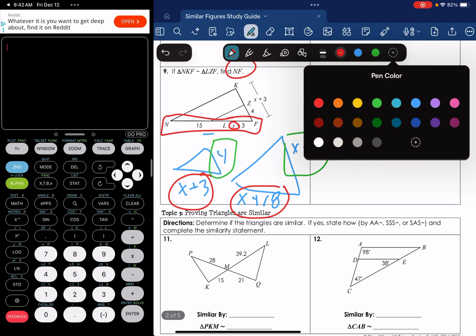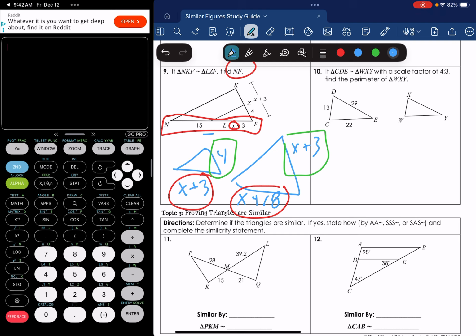Problem 10, you got scale factor on this one of 4/3. And that's big number over small number. So in your other fraction, you'd use the perimeter. So add up all these sides, whatever that is, you'd put over x, and then you would cross multiply, and you would solve for this x value.